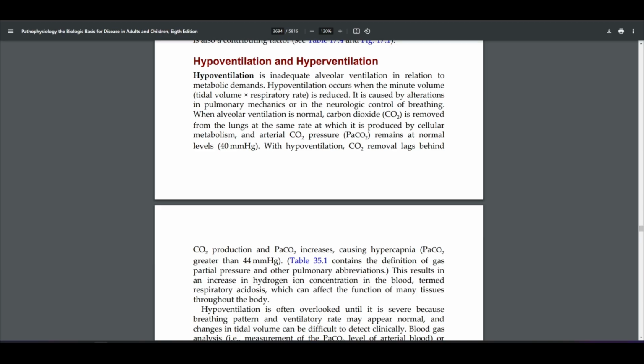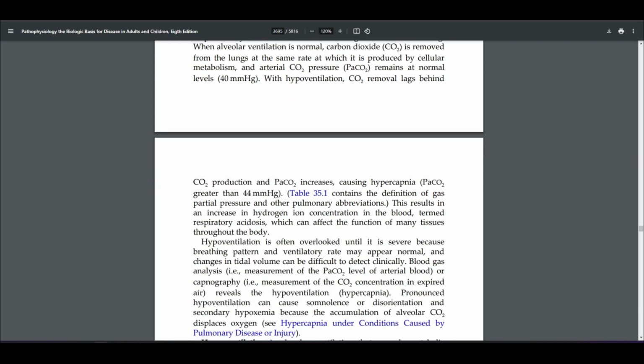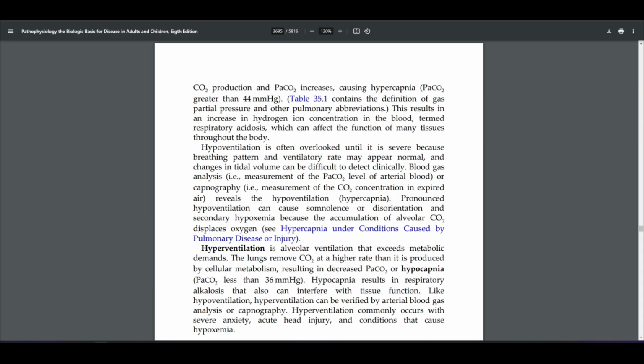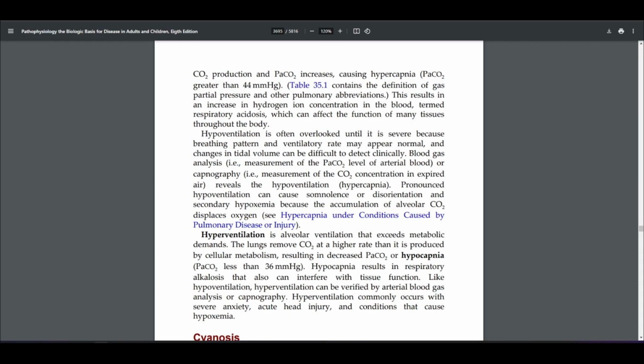When alveolar ventilation is normal, carbon dioxide is removed from the lungs at the same rate at which it is produced by cellular metabolism, and arterial CO2 pressure remains at normal levels, 40 millimeters of mercury. With hypoventilation, however, CO2 removal lags behind CO2 production and PaCO2 increases, causing hypercapnia. So your PaCO2 is greater than 44 millimeters of mercury. This results in an increase in hydrogen ion concentration in the blood and is termed respiratory acidosis, which can affect the function of many tissues throughout the body.